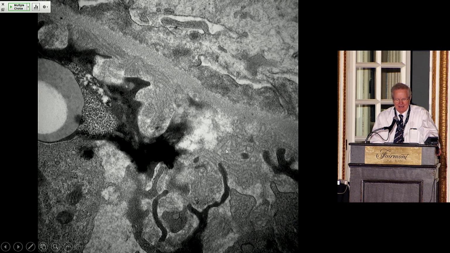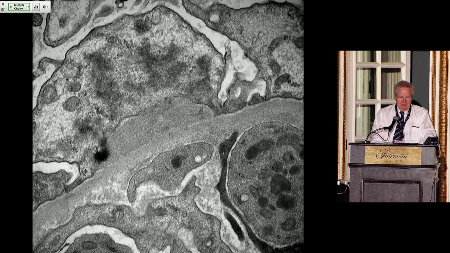And in this case, the deposits are rather electron transparent. They are not very dense, but they have this crumpled paper appearance. So this is where the immunoglobulin has folded in a particular way, formed an aggregate, and through that mechanism, the paraprotein has activated complement via the classical pathway.